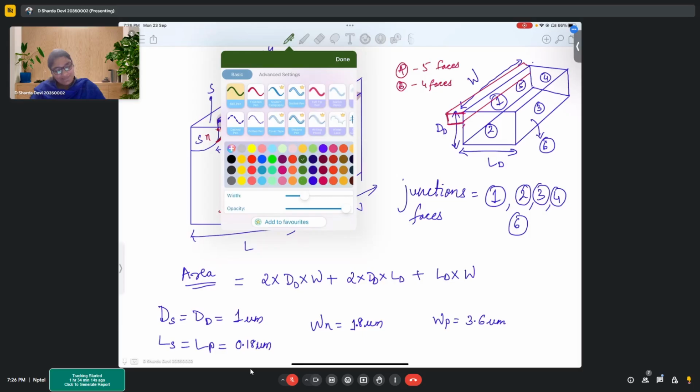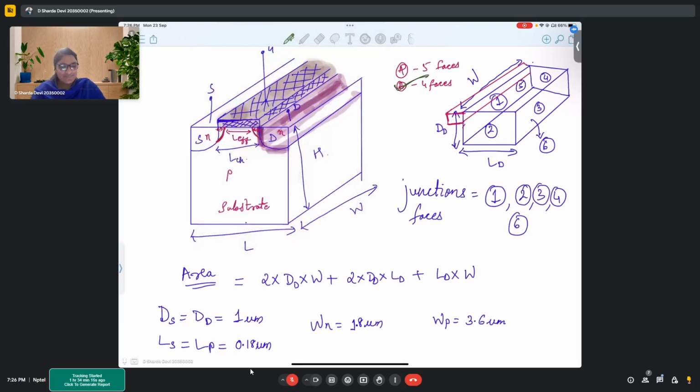So the actual answer is 4 faces. 5 faces is not correct. Now let me explain why. You have 2 faces coming from front and back, correct? One of the bottom faces will have a junction. One of the side faces will have a junction, which is parallel to it. But the face which is connected to the drain doping already, there is no junction over there. It is junctionless.